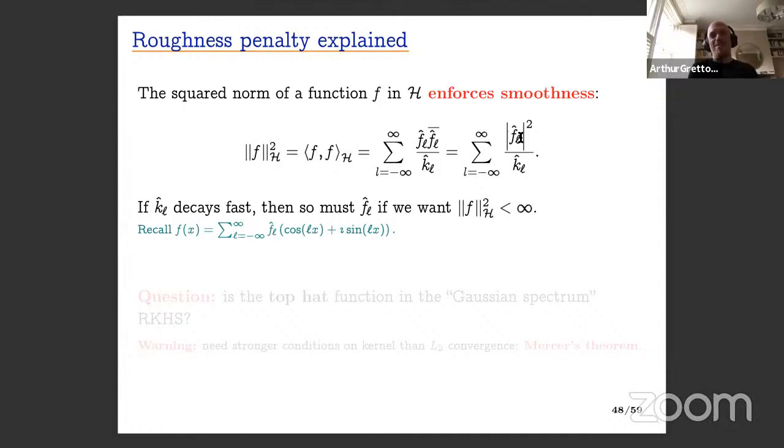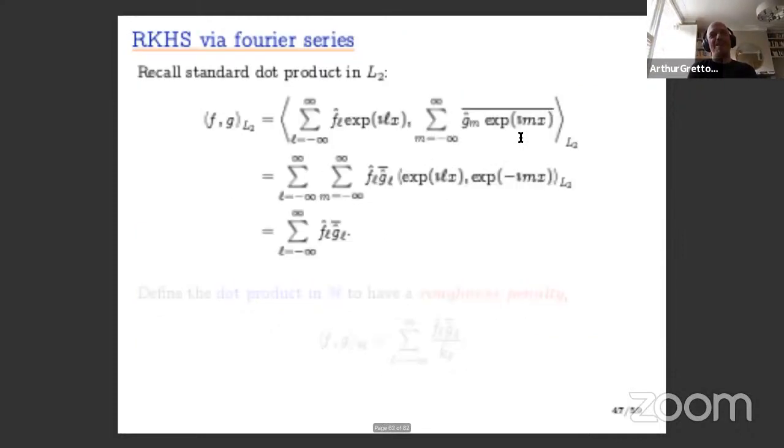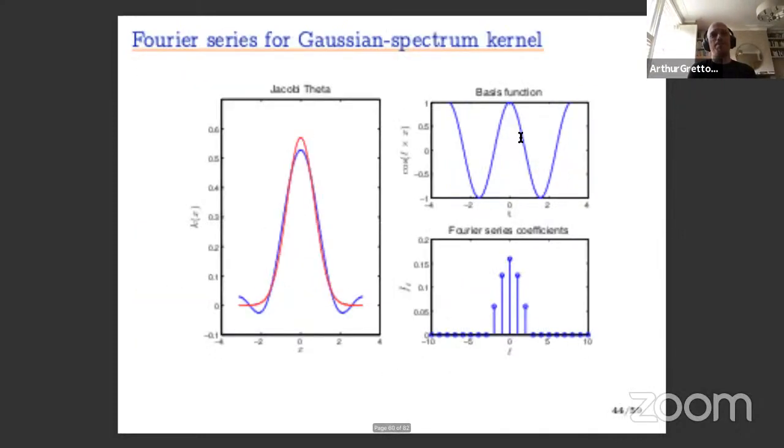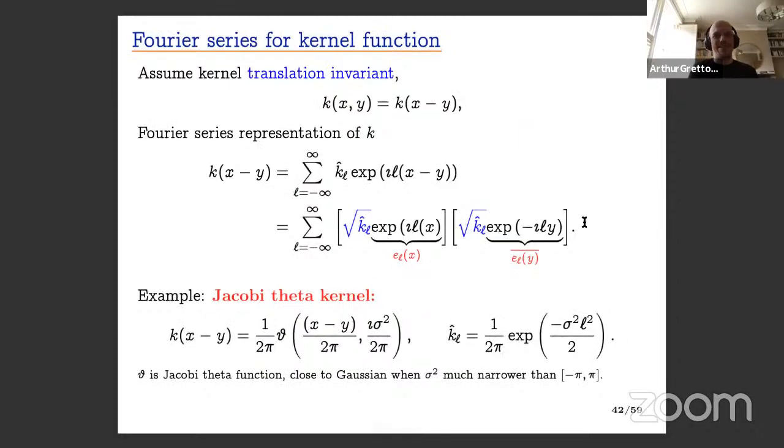And I'm going to explain now why the majority is correct. So let's go back to this function here. Let's go back to this Gaussian kernel. K hat L is decaying exponentially. It's decaying as e to the minus L squared. That's very, very fast decaying.